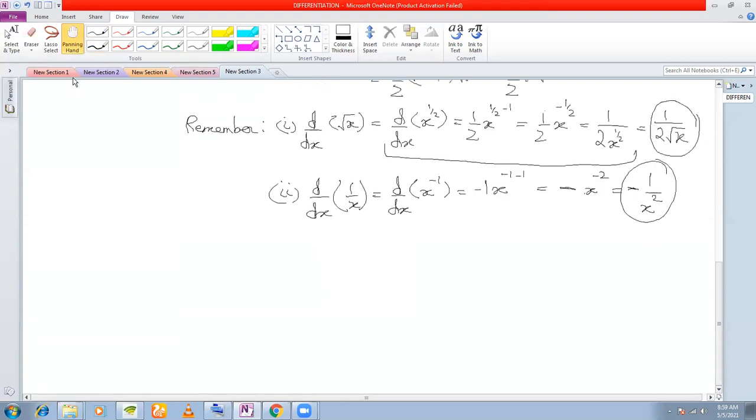And finally, remember the very simple one: d/dx of x is equal to 1 into x to the power of 1 minus 1, which is x to the power of 0, which is equal to 1. So d/dx of x is always 1. Clear?